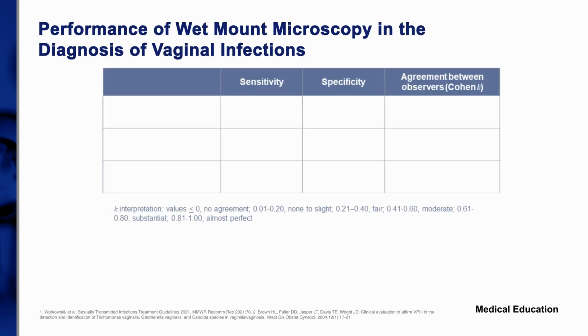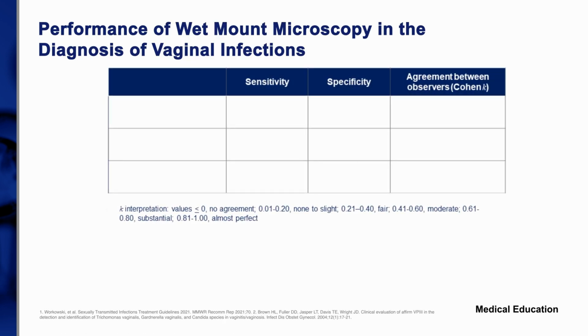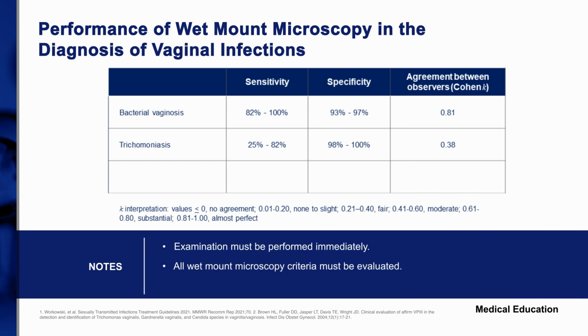The performance of wet mount for the detection of the three major vaginitis causes varies, with bacterial vaginosis having the most sensitivity of higher than 80% with this method. For Trichomonas, the sensitivity can be quite low as 25%, and delays of more than 10 minutes in viewing the wet mount can significantly reduce the chance of visualizing the motile trichomonads. Therefore, prompt examination of the wet mount is highly important.